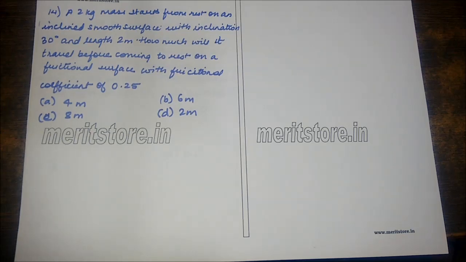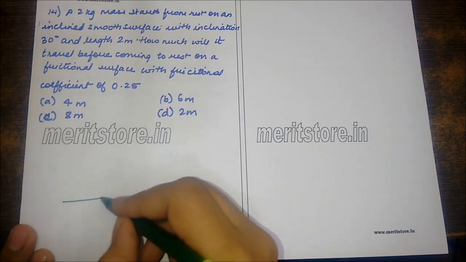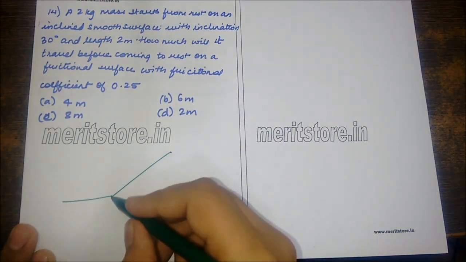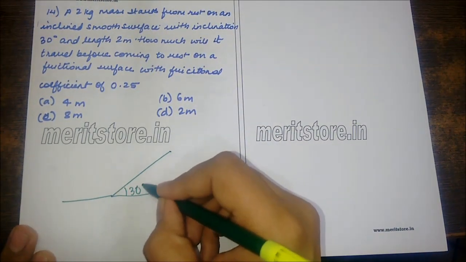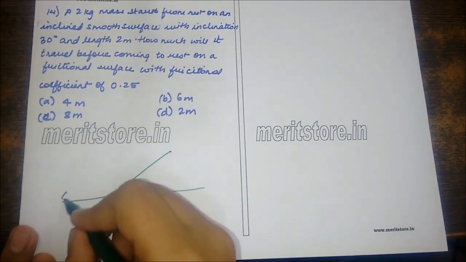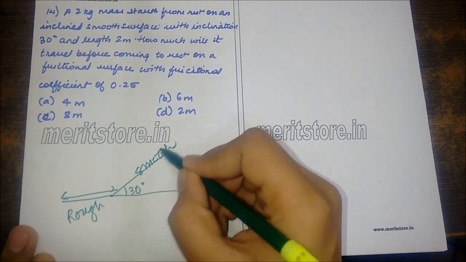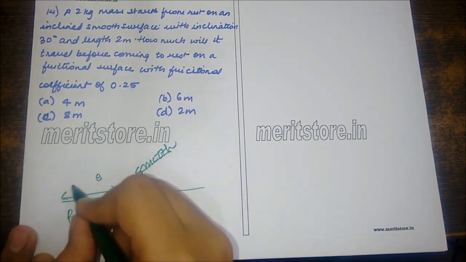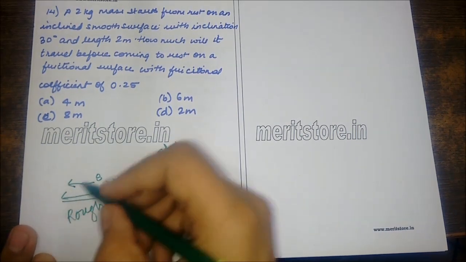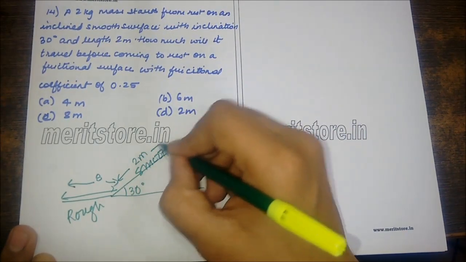A 2 kg mass starts from rest on an inclined smooth surface with inclination 30 degree and length 2 meter. How much will it travel before coming to rest on a frictional surface with frictional coefficient of 0.25? So let us make a diagram and understand the question. 30 degree, smooth surface, rough surface. Let S be the distance for the rough surface, and the smooth surface is 2 meter.